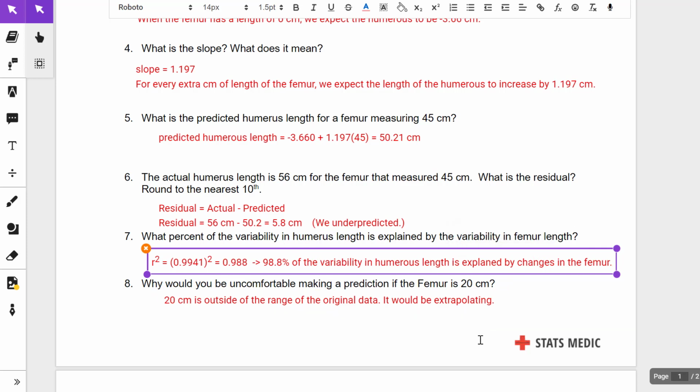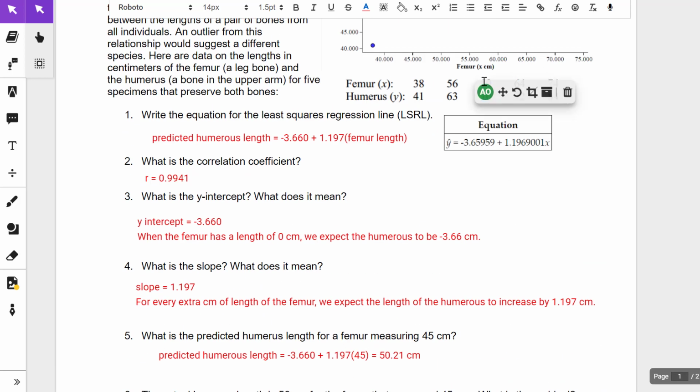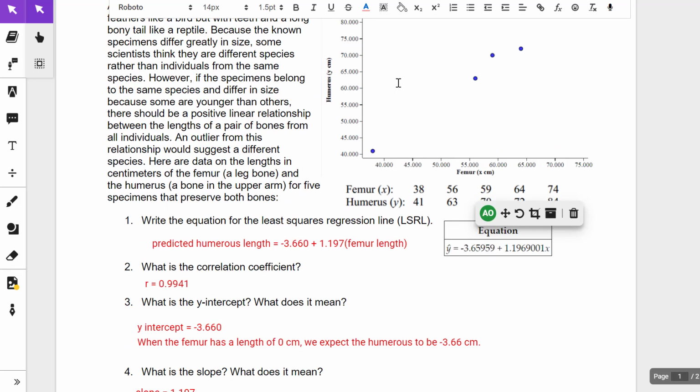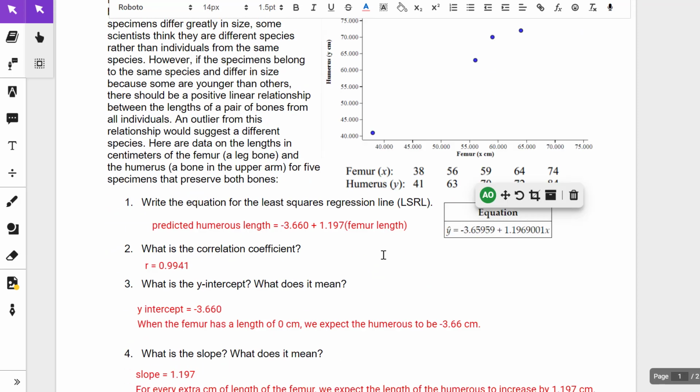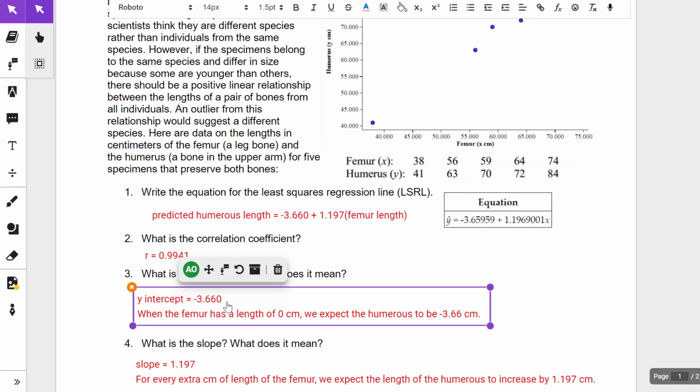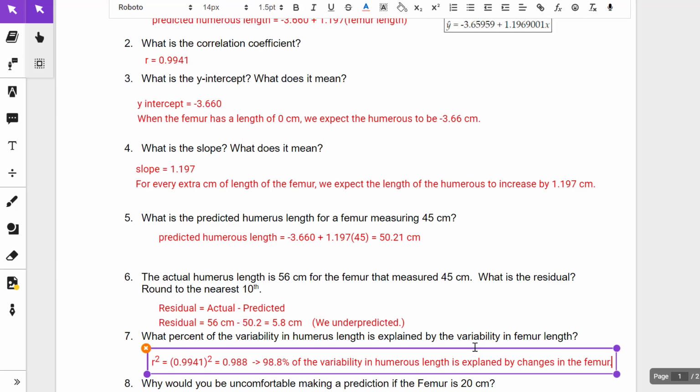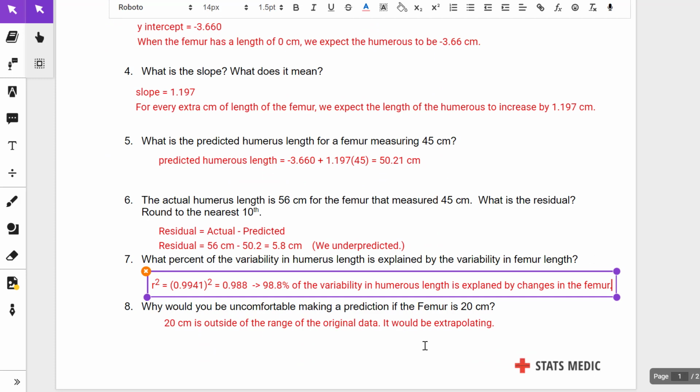Would you be uncomfortable making a prediction if the femur is 20 centimeters? Well, our data, our lowest value was 38.74. So we're going off graph, so we're no longer sure. In fact, you can kind of guess that it probably doesn't stay linear all the way to 0 because we're predicting a negative humerus length here. So something's broken there. So when you start getting outside of the range, you may be getting outside of what the bones are allowed to be.